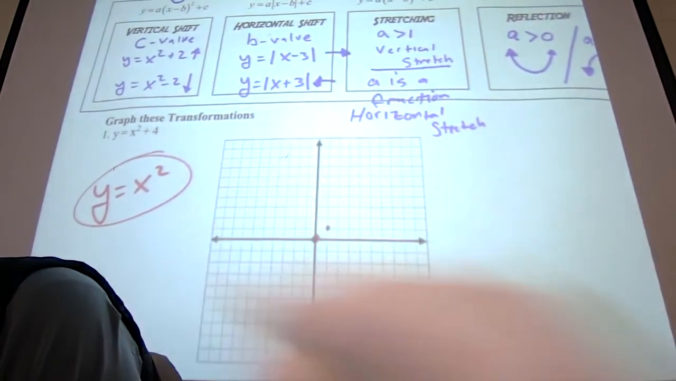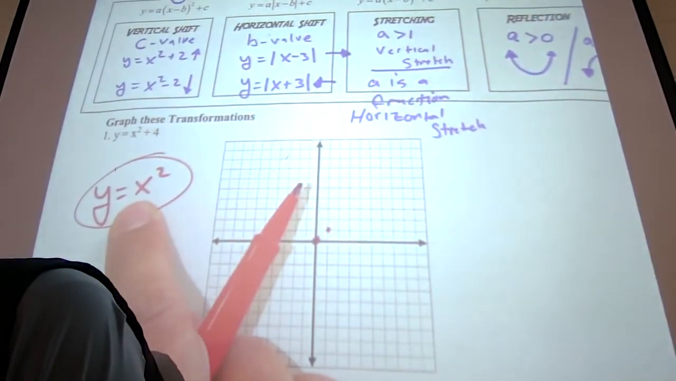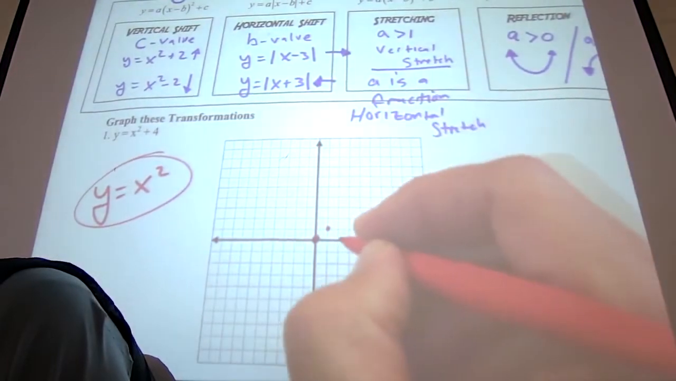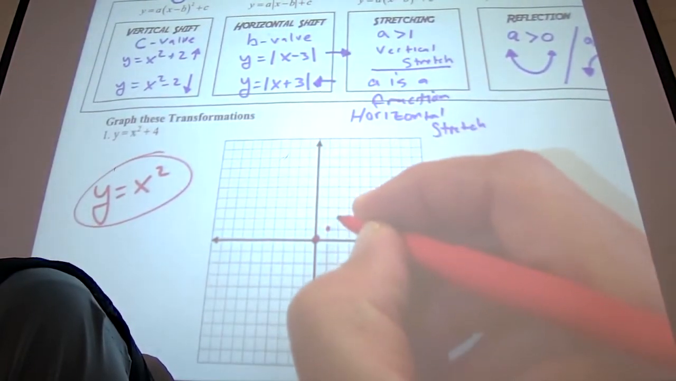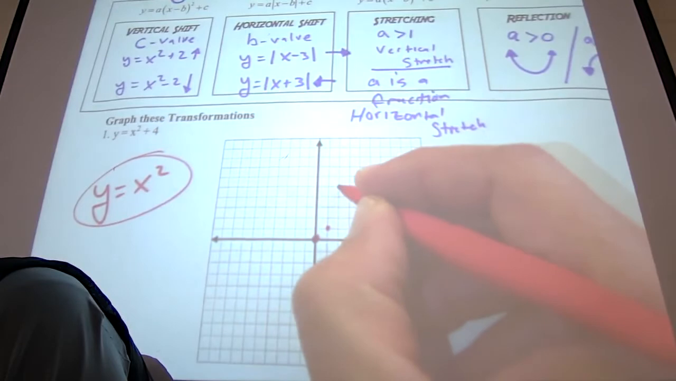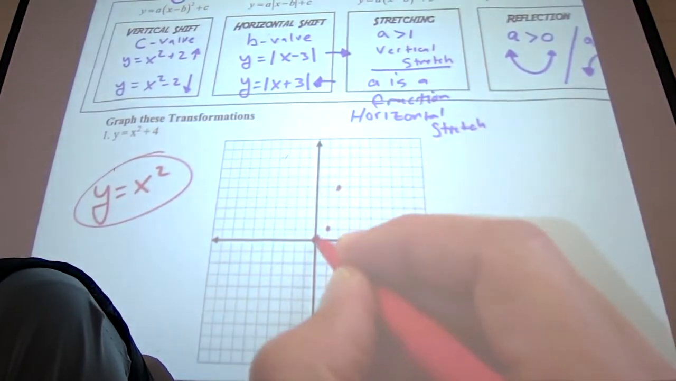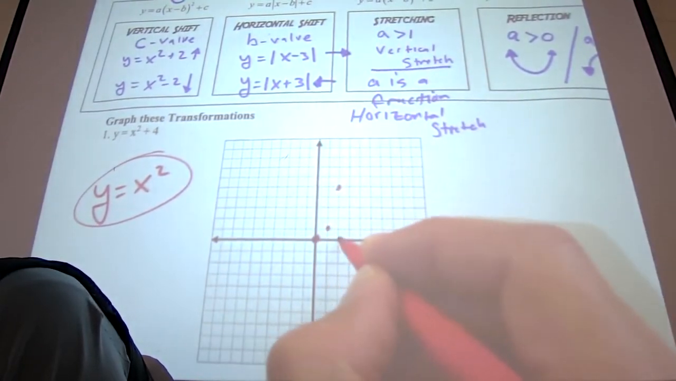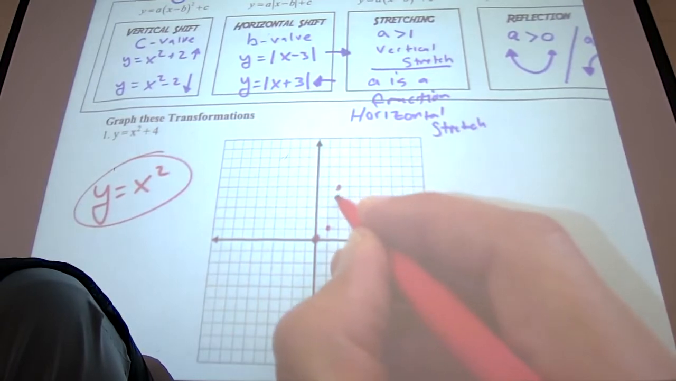So 1 squared is 1. If I plug in 2, 2 squared, 2 times 2 is 4. So over 2, up 4. 1, 2, 3, 4. So I got 0, 0. If I plug in 1, I get 1. If I plug in 2, I get 1, 2, 3. Oh, I'm off 1. There we go.